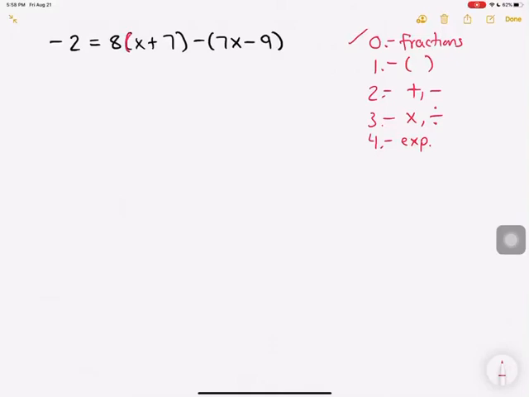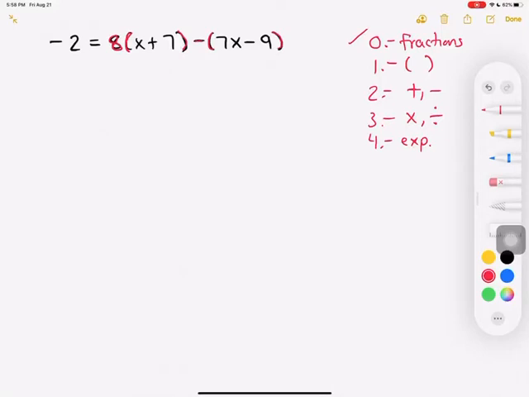In order to get rid of a parenthesis, you have to multiply everything inside the parentheses times whatever's in front of the parentheses. Okay, so for the first parenthesis, I'm going to multiply 8 times every single term inside, and for the second, a negative sign times everything inside the parentheses. So I'm going to start again. That's -2 equals. And the first multiplication is going to be 8 times x. That's 8x. And then 8 times 7. That's 56.